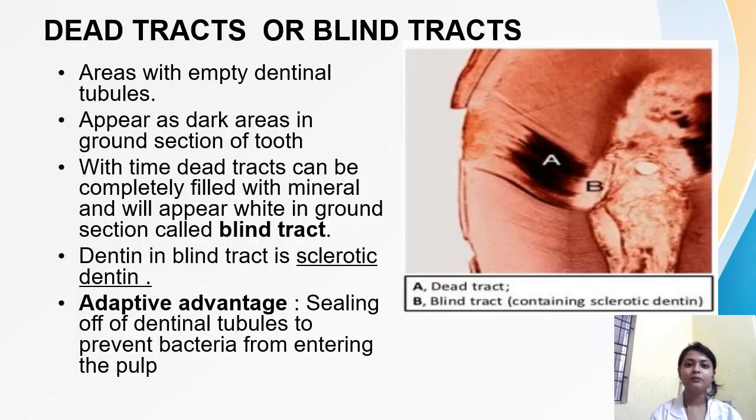Now dead tracts or blind tracts. Areas with empty dentinal tubules appear as dark areas in the crown section of the tooth. With time, dead tracts can be completely filled with mineral and will appear white in the crown section, called blind tract. Dentin in blind tract is sclerotic dentin. What is the adaptive advantage? It seals off the dentinal tubules to prevent bacteria from entering the pulp. So this is the most important job the dead tract does.